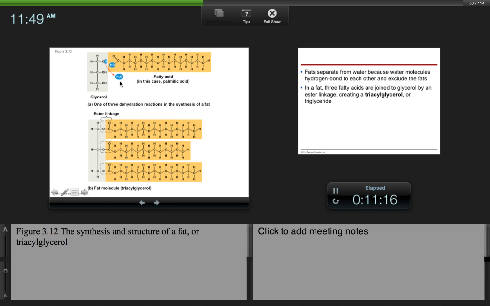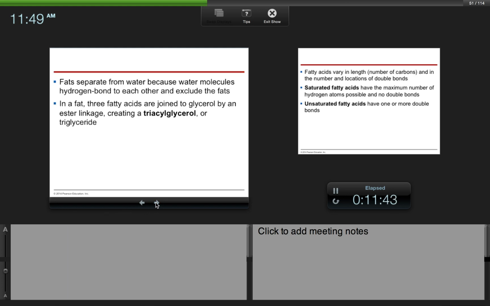Okay, so here again, dehydration synthesis: you have the removal of an OH group from the fatty acid, the removal of a hydrogen from the glycerol, and that forms what's called an ester linkage. Here we have 3 fatty acid chains attached to one glycerol molecule. This is a triacylglycerol or a triglyceride. Fats separate from water because water molecules hydrogen bond to each other and exclude the fats. In a fat, 3 fatty acids are joined to glycerol by an ester linkage like you just saw in the previous slide, creating a triacylglycerol or a triglyceride.